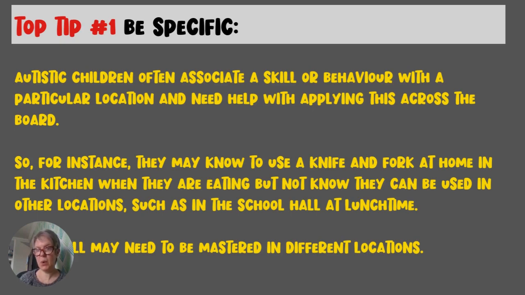So top tip number 1, be specific. Autistic children often associate a skill or behaviour with a particular location and need help with applying this across the board. So, for instance, they may know to use a knife and fork at home in the kitchen when they are eating, but not know they can be used in other locations, such as in the school hall at lunchtime. Each skill may need to be mastered in different locations.